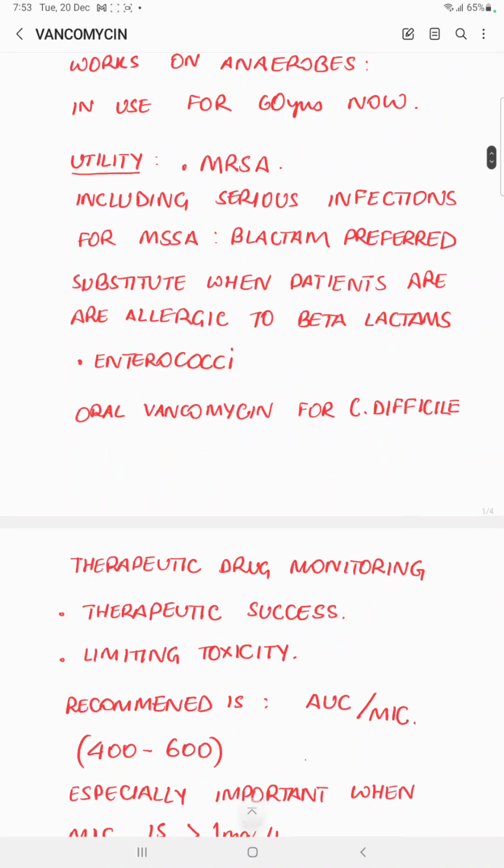If we look at the utility, the major utility is for MRSA, including serious infections. For methicillin-sensitive Staphylococcus aureus, beta-lactams are preferred because they have been shown to be better than vancomycin when it comes to results. It can be used as a substitute when patients are allergic to beta-lactams. It also has activity against enterococci, although a lot of resistance is being seen. And oral vancomycin is available for C. difficile infection. It is not absorbable.